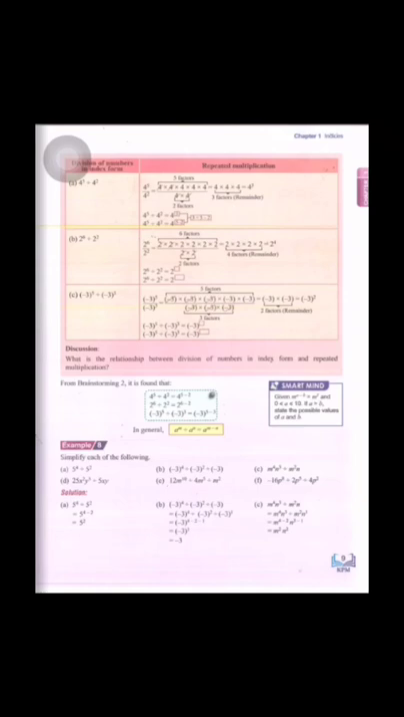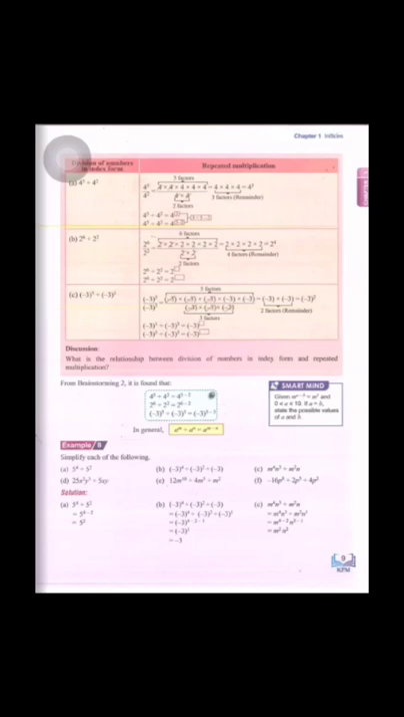B, negative 3 to the power of 4 divided by negative 3 to the power of 2 divided by negative 3. So negative 3 have the same base. We just minus the index, which is 4 minus 2 minus 1. So the final answer is negative 3.